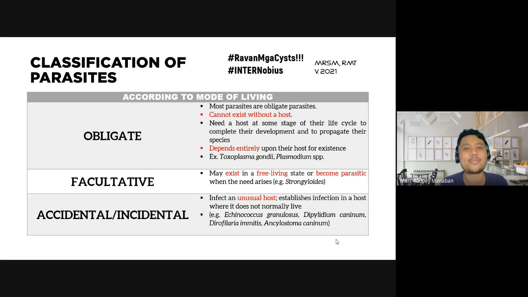Facultative means we should be able to live with or without the host. With or without the host, I can still live. For example, Strongyloides. As you can remember, Strongyloides is labeled the strong, independent woman that she is. Facultative: with or without the host, with or without you, I can still live. That's how facultative parasites operate.